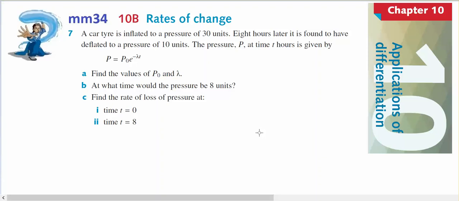This is for mathematical methods. It comes out of 10B, question number 7, rates of change. So a car tyre is inflated to a pressure of 30 units.